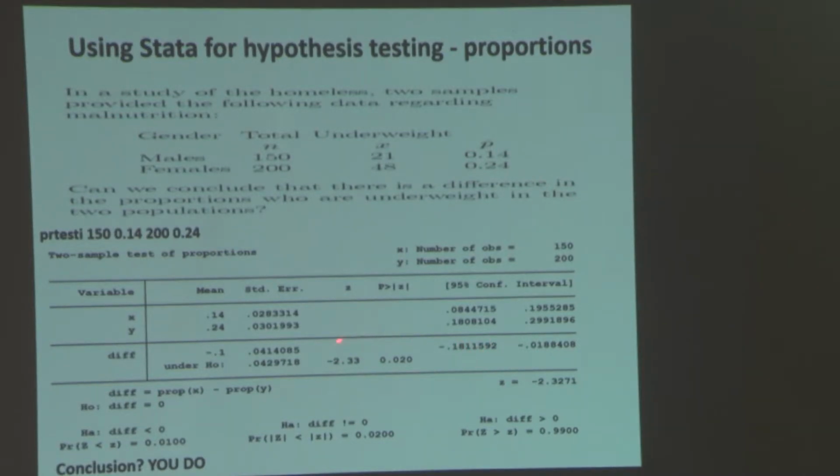Therefore, we reject the what? The null hypothesis. But also look at the Z value. It is minus 2.33. It is less than minus 1.96. So it falls in the rejection area. So whether we use the Z or the confidence interval or the p-value, the three agree.